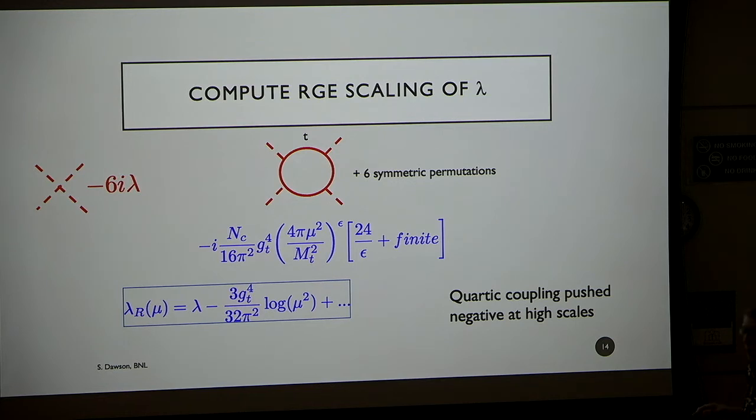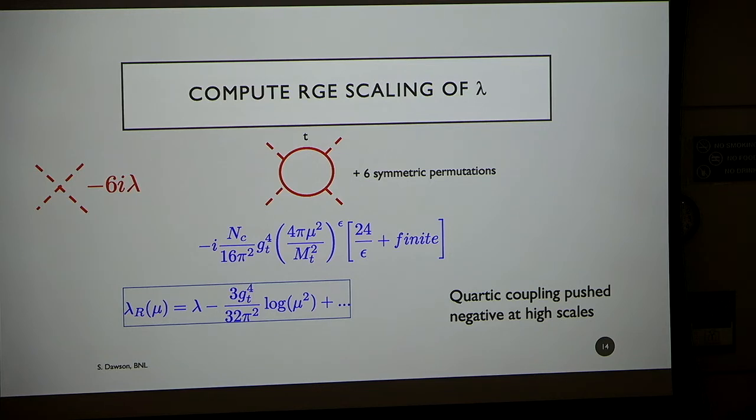Yes? Maybe a stupid question, but is there an e to the minus Euler gamma there? Yeah, that's finite. Absolutely. There are a bunch of finite terms. There's a gamma of 1 plus epsilon. Yep. But I'm only interested in this log mu squared piece. That's why I calculated the 1 over epsilon. So I've got the running of lambda.